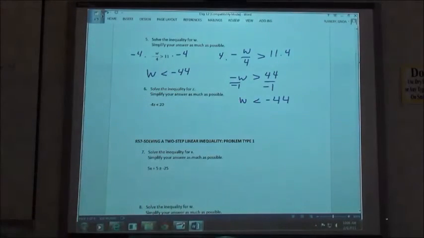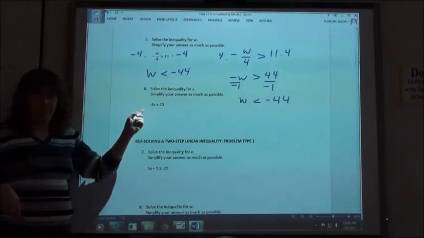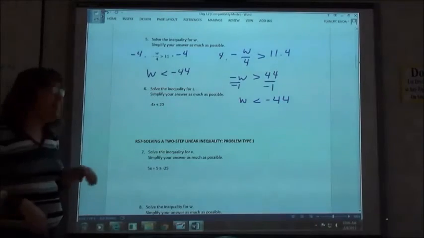Number 6, if we're going to solve that for z, we're going to divide by negative 4, right?